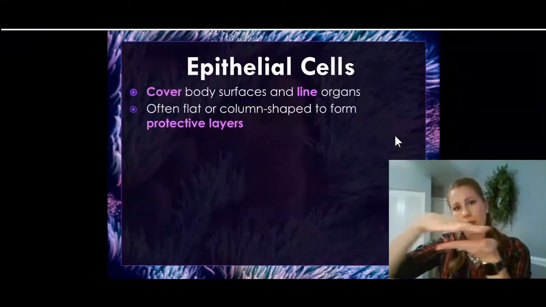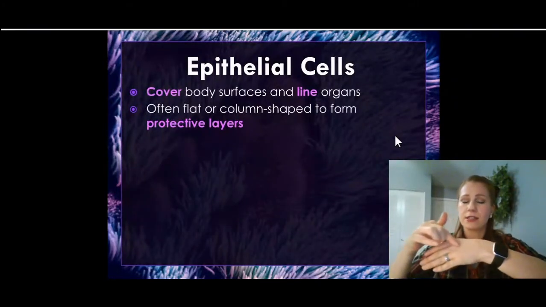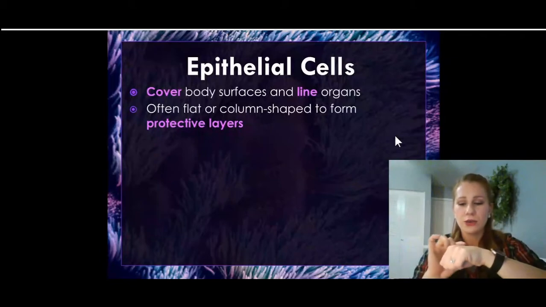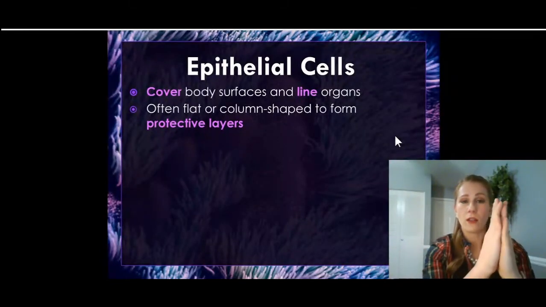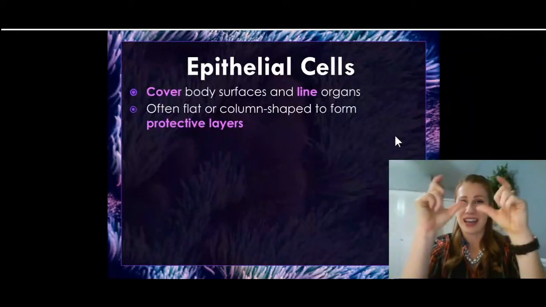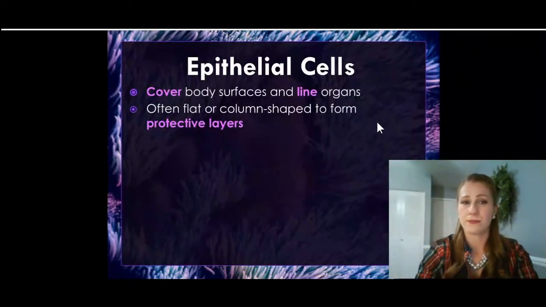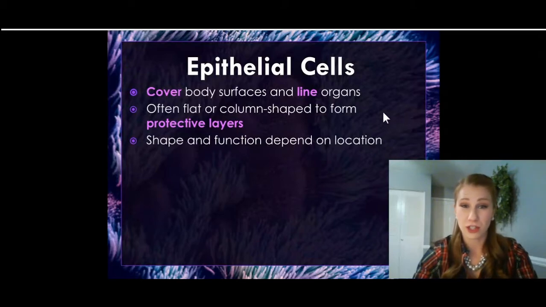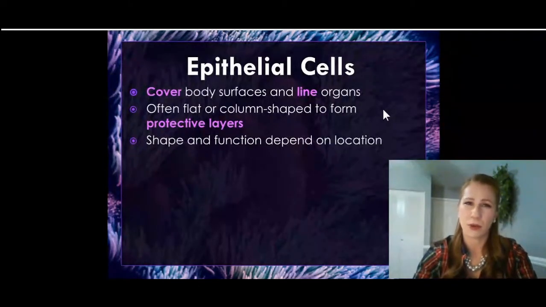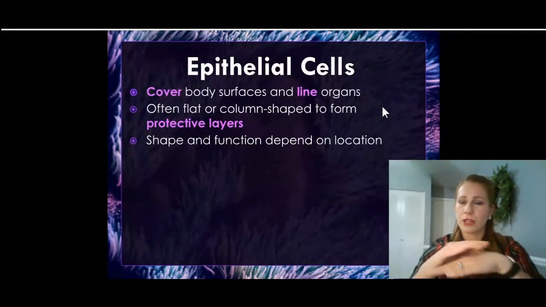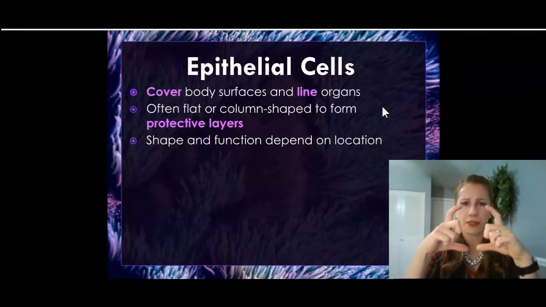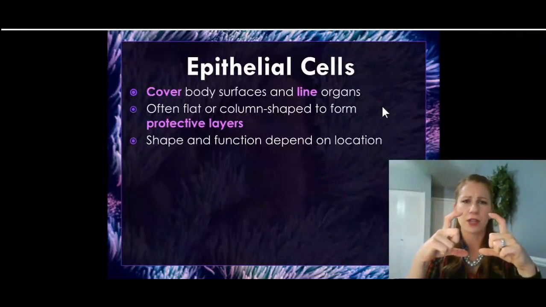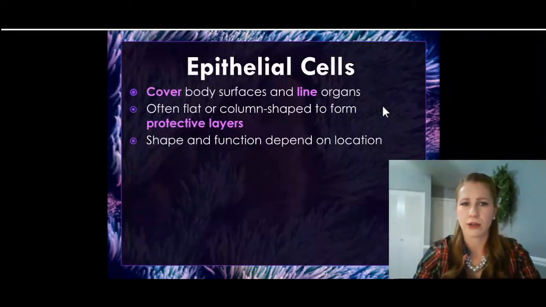So either they're flat going across this way to create our skin cells. If you take a look at your hand, you can see those overlapping patterns. Or they may be column-shaped like this to form a nice thick protective layer for our organs. The shape and function of the epithelial cells depend on the location. Again, flat normally to kind of form a nice layer on the outside of something. The thicker column-shaped epithelial cells are typically more of your protective layers.